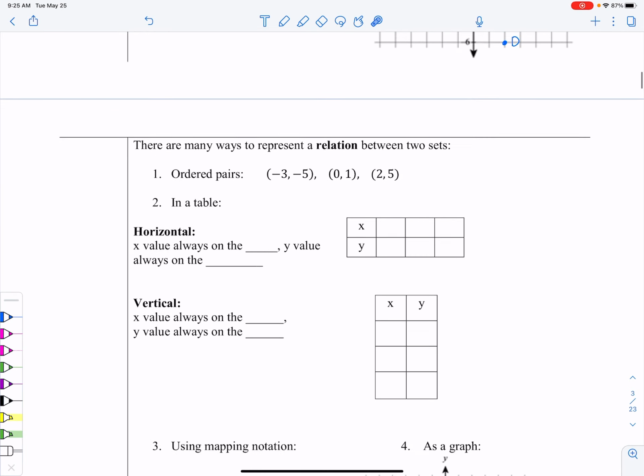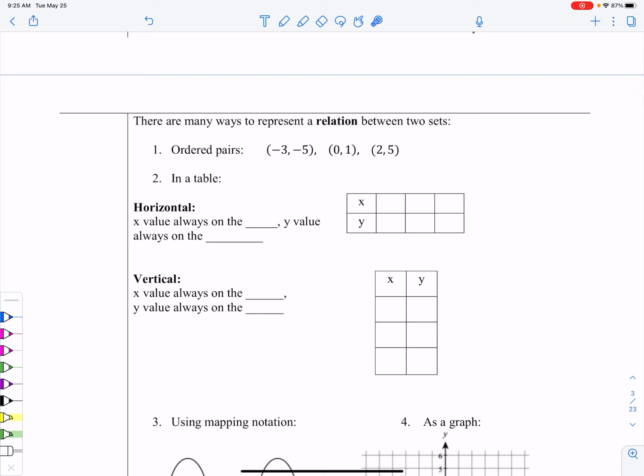There are many ways to represent a relation between two sets. So we can represent them as ordered pairs. So remember, this is one set, negative 3, 0, 2. And the second set is negative 5, 1, and 5. So here, ordered pairs, where you're pairing up our X's and Y's together.